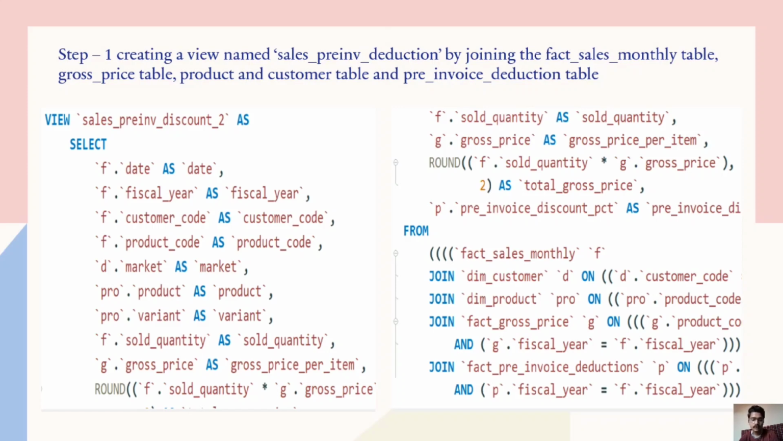They are useful when we want an output table from our queries again and again to work on it. So we create views. We have created the view of sales pre-invoice deduction. We first joined the fact sales monthly table and fact gross price table, and we have calculated the total gross price. Then we have joined the fact pre-invoice table with the fact sales monthly table, and we included the pre-invoice deduction column from that. So this is the query written to create the result.